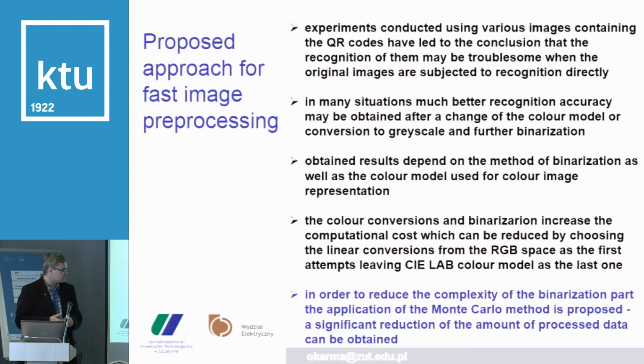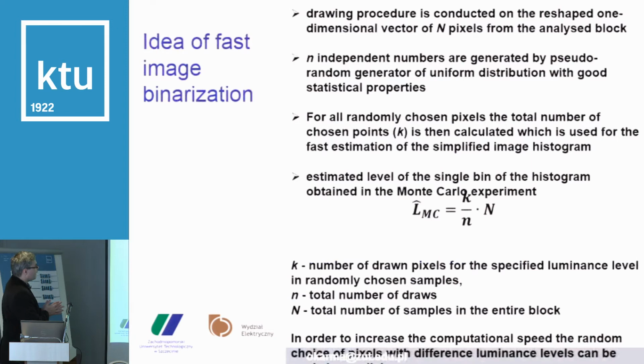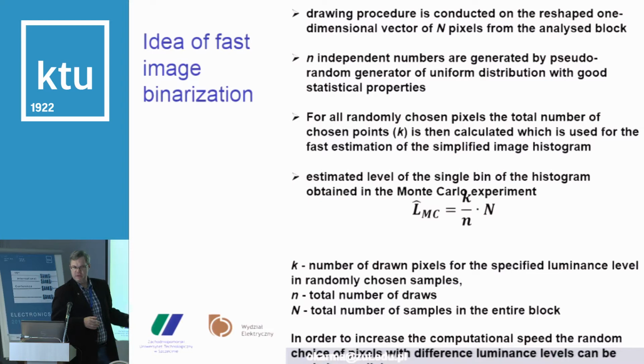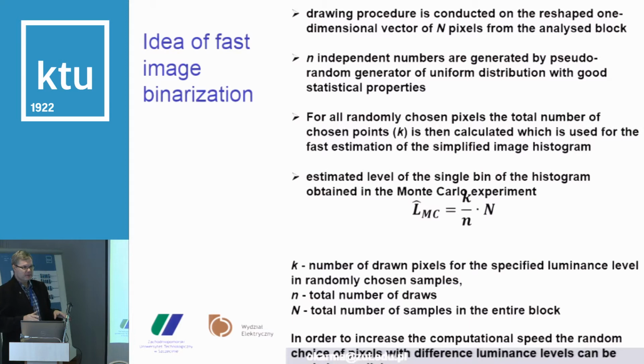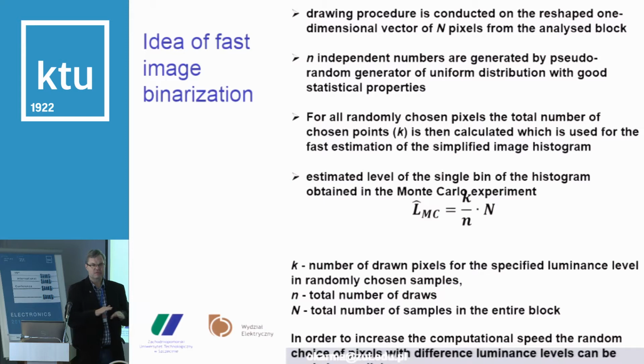So what is the idea? We draw a number of pixels, relatively small. So if we have a 10 megapixel image, we draw just 100 pixels, maybe 200, maybe 50 pixels. We generate them randomly. It is important that such samples should be equally distributed in the whole image.